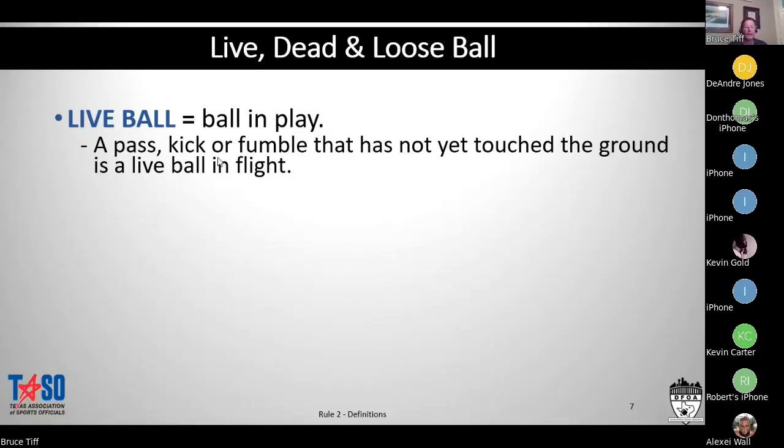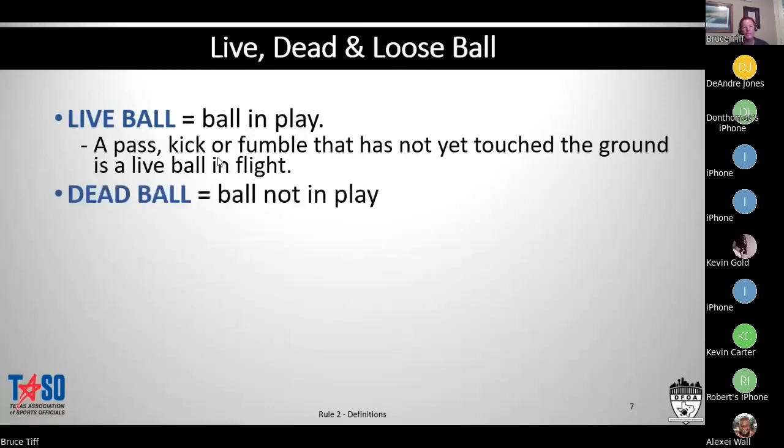Okay, now let's talk about some very important definitions as well. Live ball, dead ball, and loose ball. These are all very important to understanding the rules. So a live ball is a ball in play. It could be a pass, a kick, or a fumble that has not yet touched the ground. That is a live ball in flight.